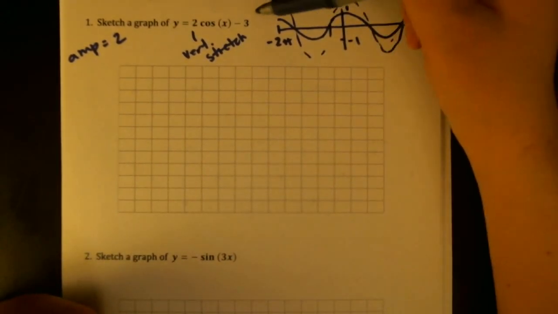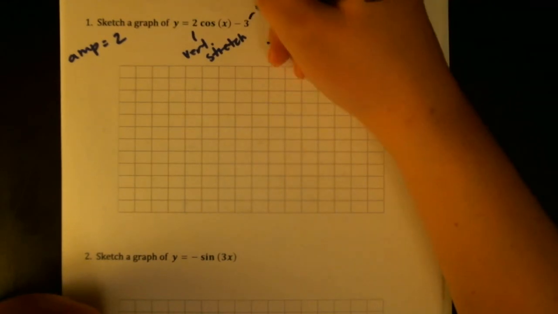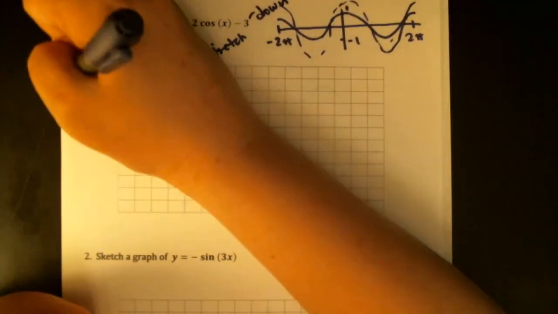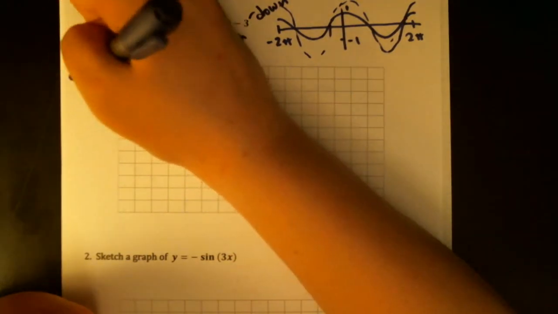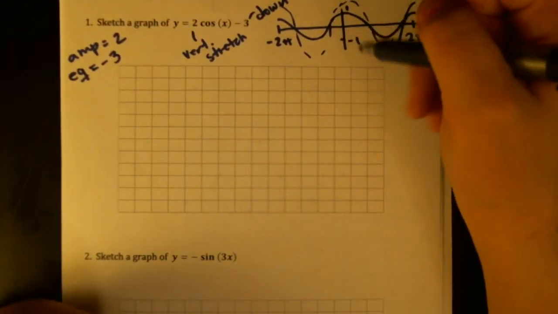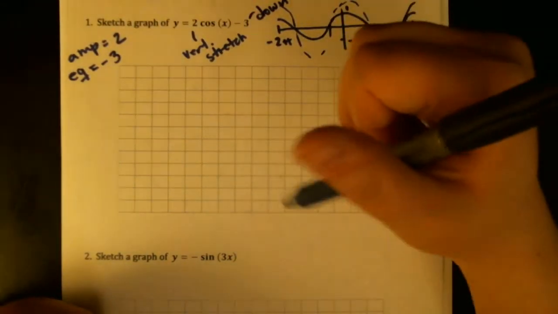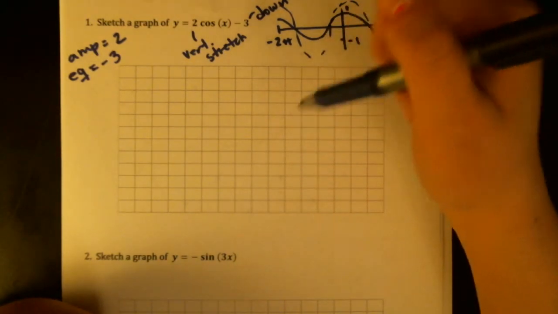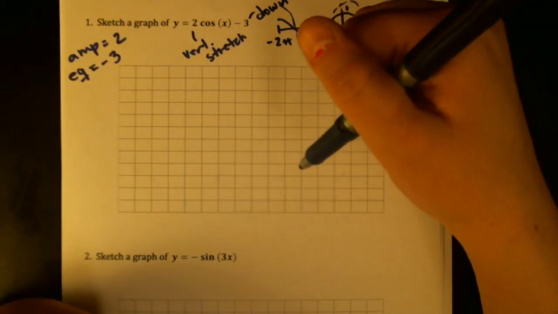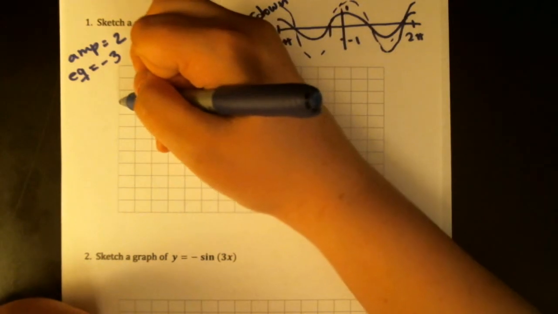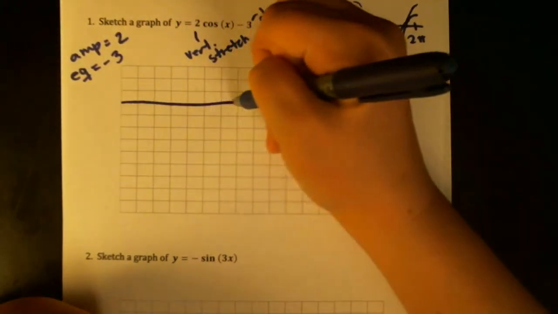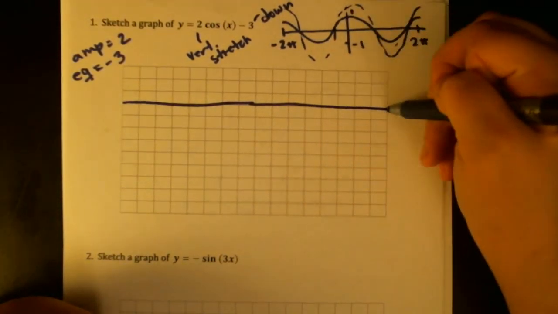We're then going to shift it down 3, which means our equilibrium will no longer be the x-axis. It will be at y equals -3. So we're going to start at y equals -3, and we're going to go up and down 2 to get the top and bottom. So I think I'll move my x-axis up here a ways.